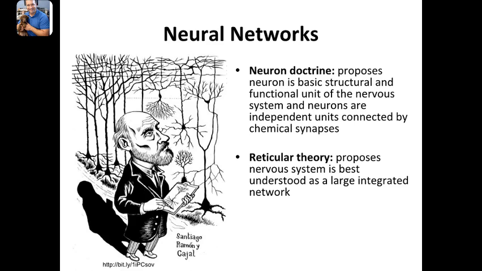And then we've got reticular theory, which basically theorizes that, listen, it's bigger than just the neurons. We've got complex integrated networks. We've got the glial cells, such as the astrocytes and the oligodendrocytes and the microglia, and they're all playing important roles too. So we have to take all things into consideration.